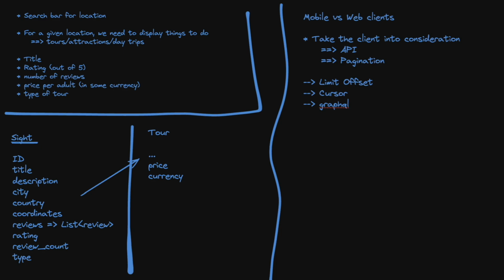Anyway, getting back on track. That is the first trade-off we need to make: web versus mobile, and how we're going to deal with pagination. So we talked about the 3 options: limit offset, cursor, and GraphQL. Now, what's another consideration we're going to have to make?